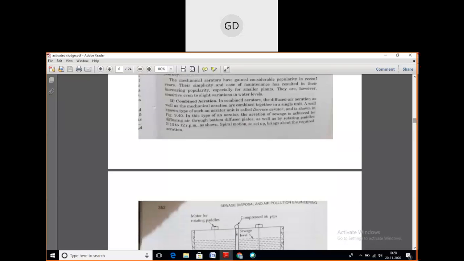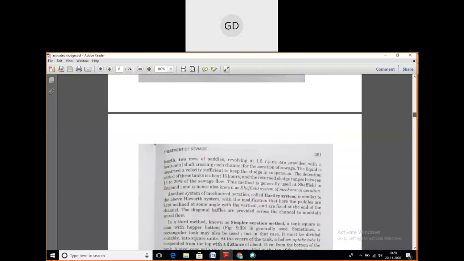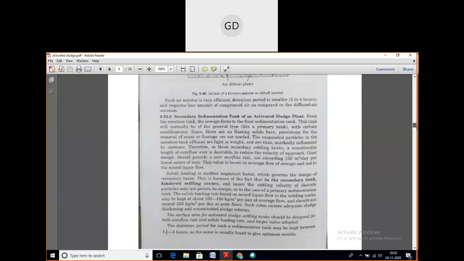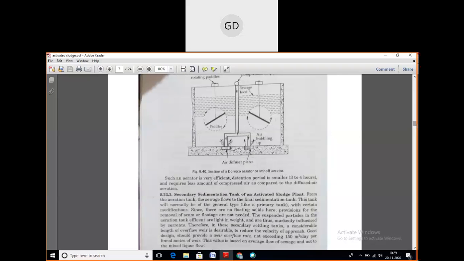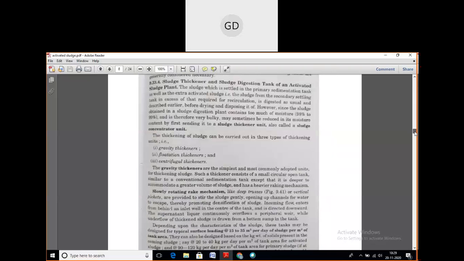So diffused air aeration and mechanical aeration we have studied. All these things, for you, there is no need to go into very much depth. Later, in the elective subject, you have to go into details, but now you should know what activated sludge is and how the process works. The names also you should know.